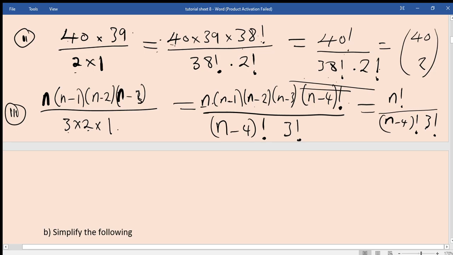Then the next part we can show. Do we have the next part? Oh, this was the last part.